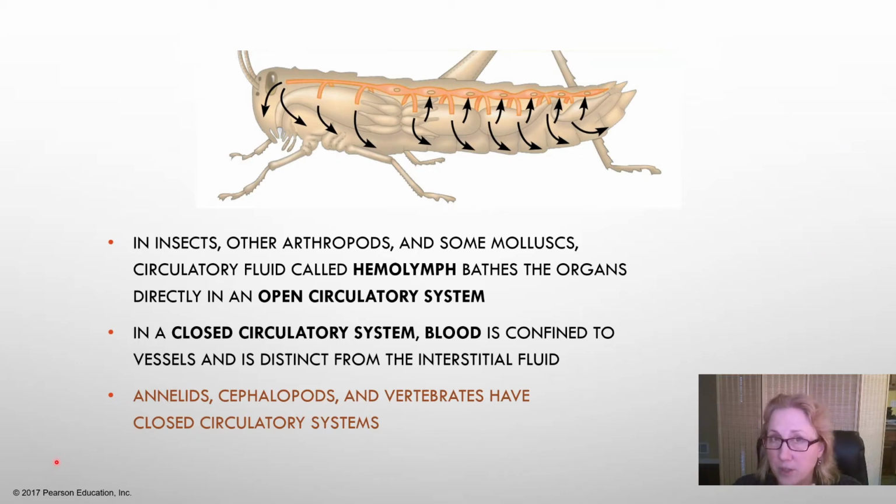Insects have an open circulatory system, and so do most mollusks. We call their blood hemolymph because their circulatory system is an open circulatory system.